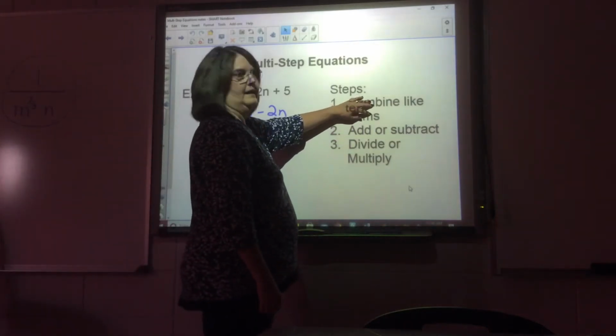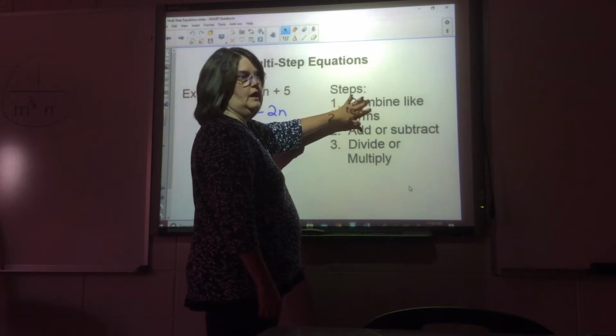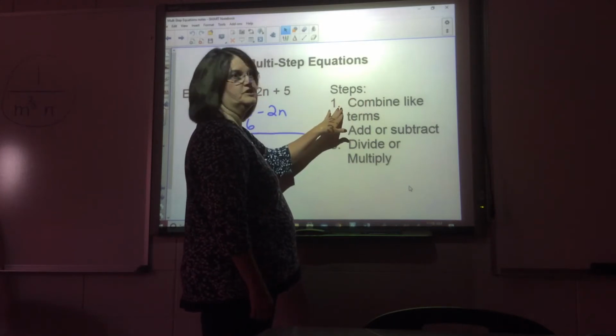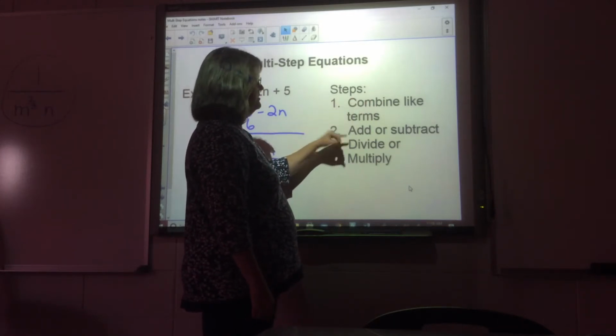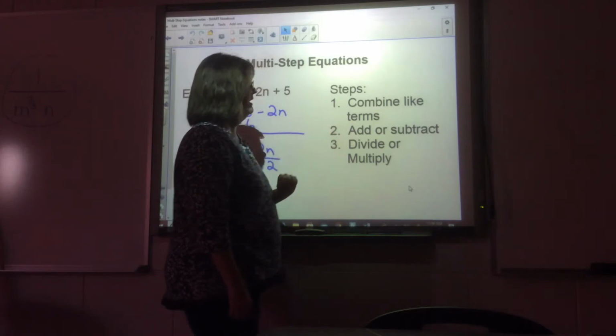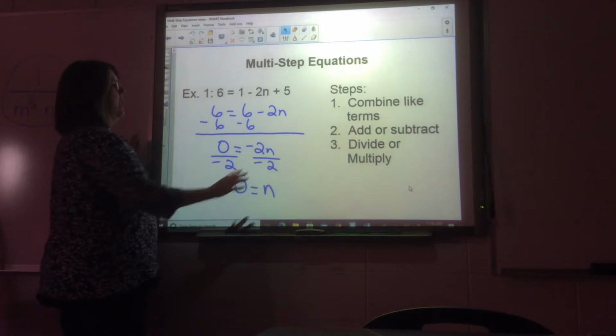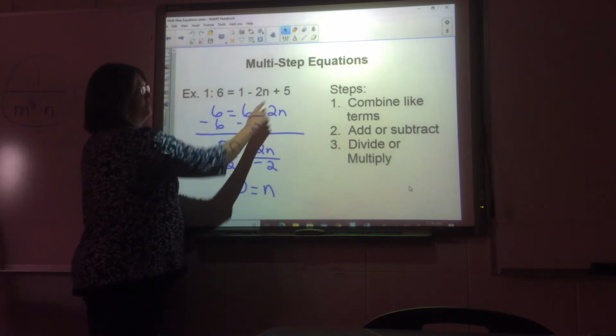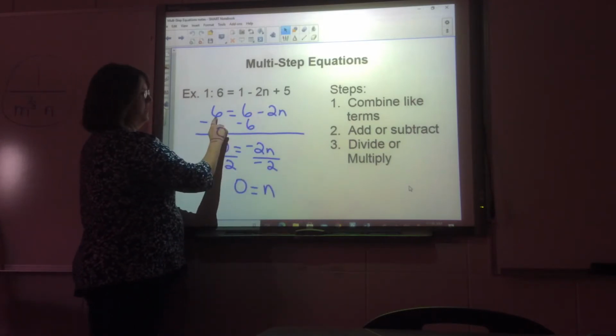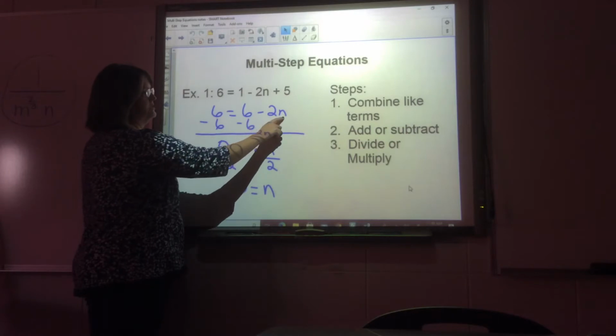You want to combine like terms, if there are like terms to be combined. Sometimes there just isn't, then you'll add or subtract first, like a two-step equation, and then divide or multiply. So I have 1 and 5, which are like terms, that is 6. So I have 6 equals 6 minus 2n.